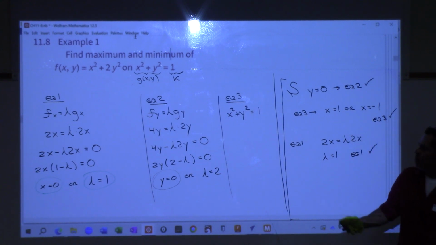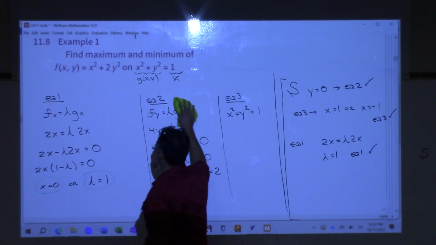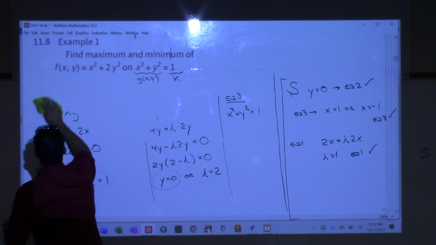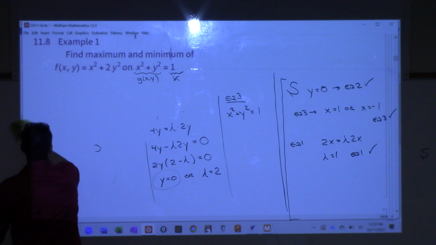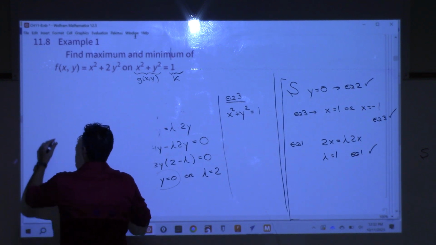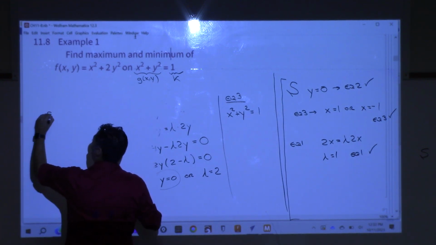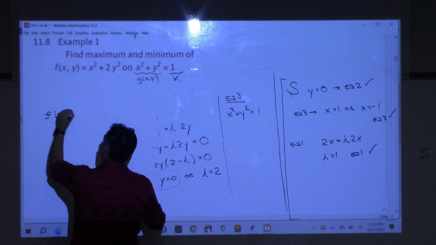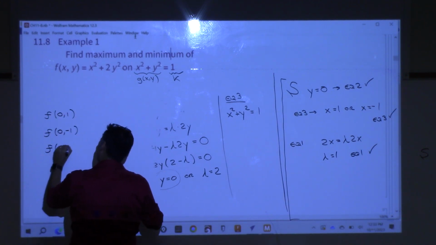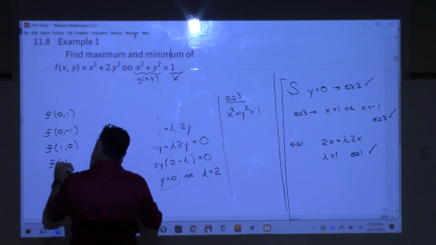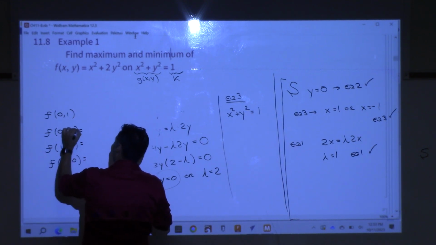Nothing. What we want to do to find the max and min now is evaluate our original function at these x, y's. So what is the value of the function at 0, 1? What is the value of the function at 0, negative 1? What's the value of the function at 1, 0? What's the value of the function at negative 1, 0? And hopefully from that we'll have a max and a min.